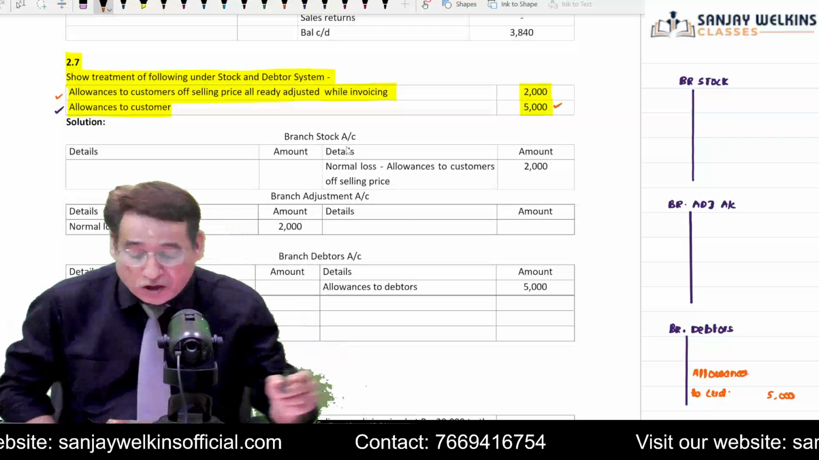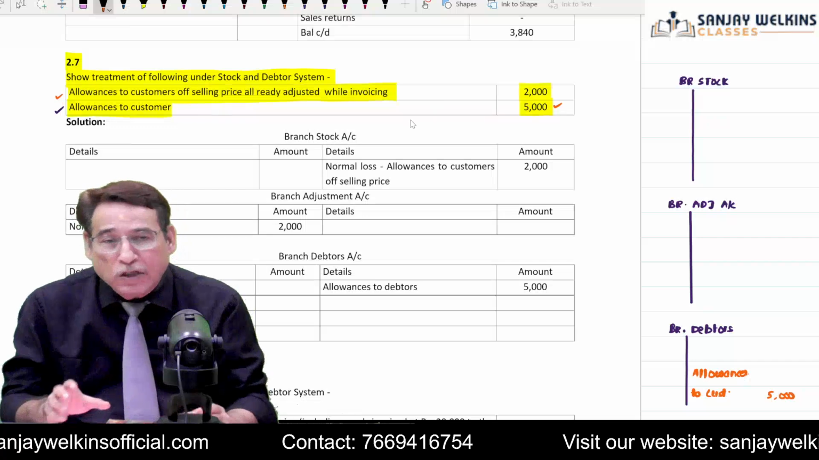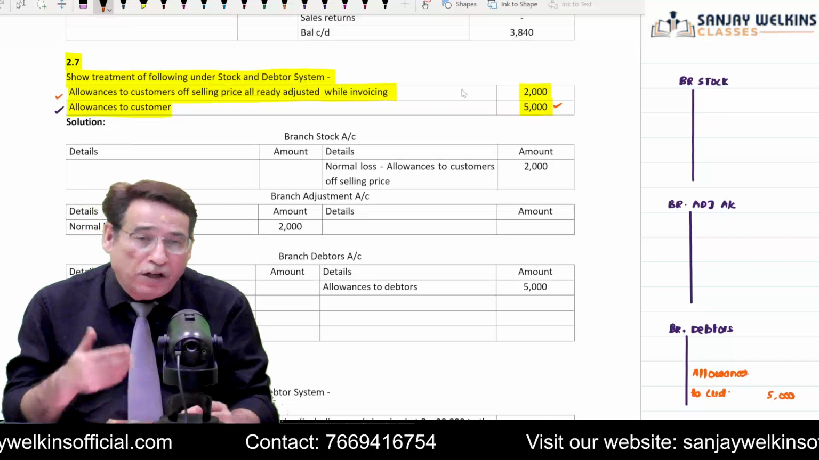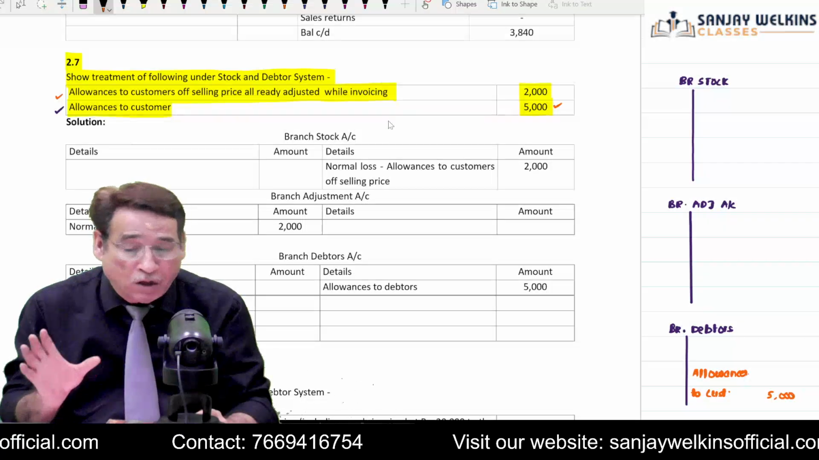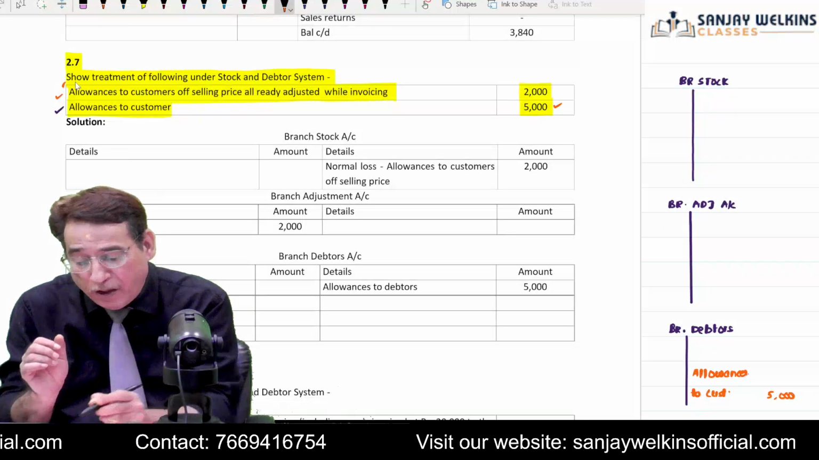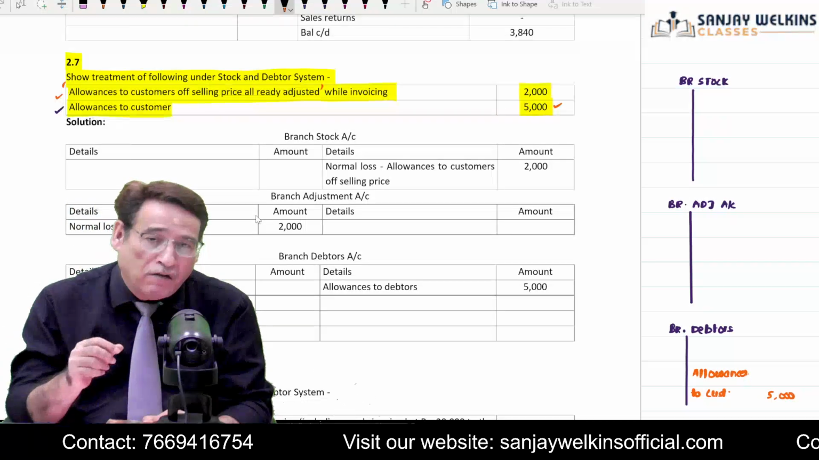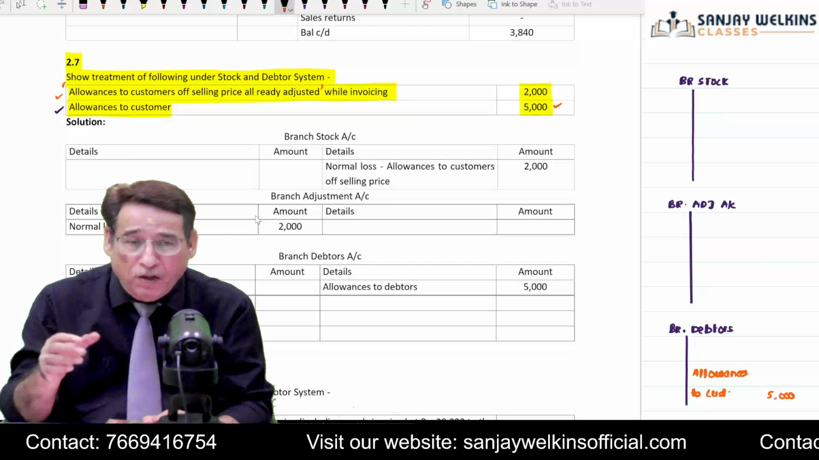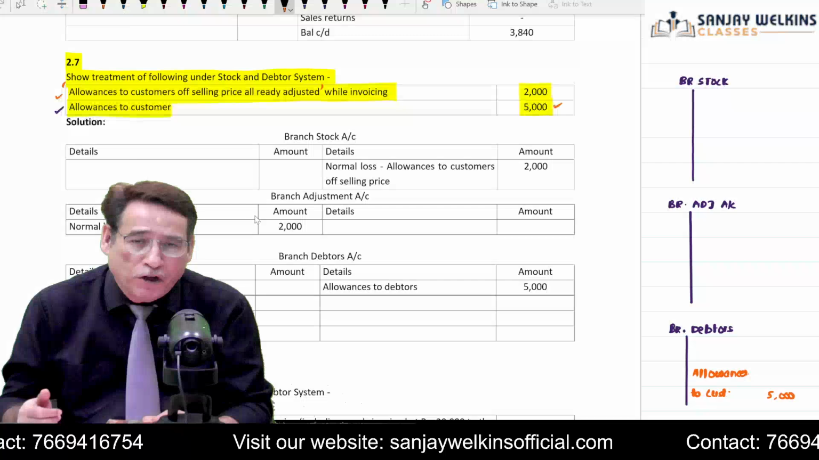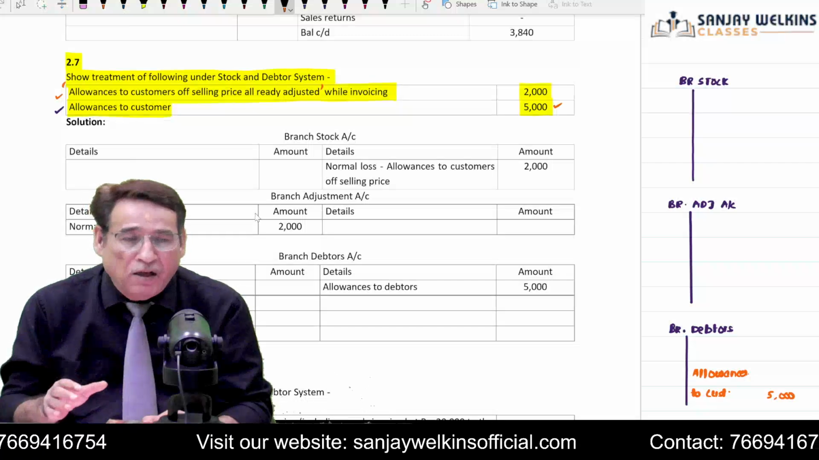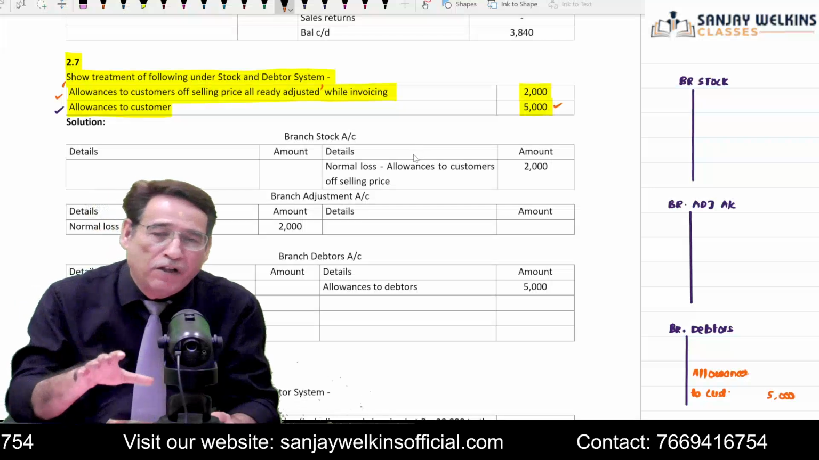So allowances to customer of selling price already adjusted while invoicing. If it is given this way round, you will always treat it as normal loss. Now some of you might tell me, sir, earlier you told that unless the word normal loss is written, you should not consider it as normal loss. Yes, I stand by my statement. I told earlier that unless it is specifically given that it is a normal loss, you will never treat it as a normal loss.